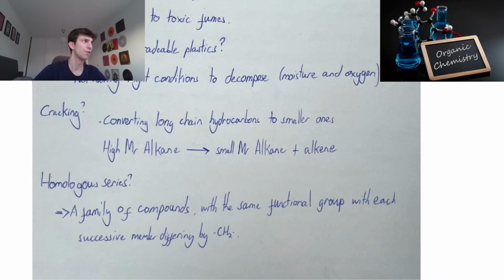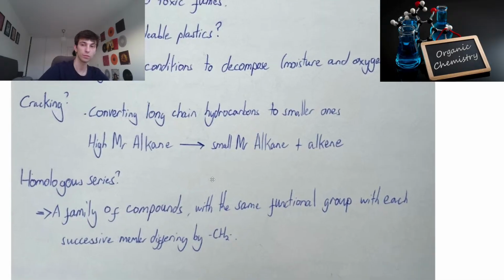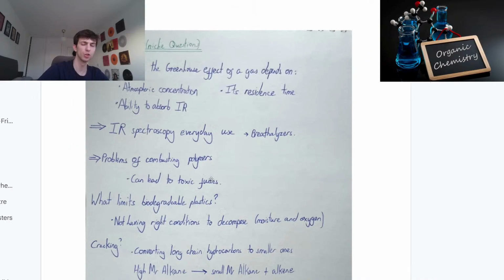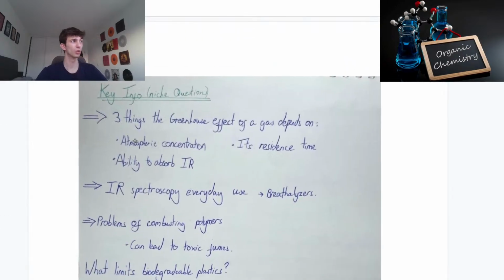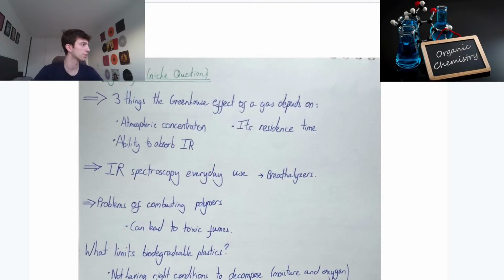Another thing, guys, the key definition they tend to ask you: what is a homologous series? It's a family of compounds with the same functional group, with each successive member differing by CH2. So guys, these are just one, two, three markers. Key bits of information that a lot of people may not have been taught or may not have learned. I think I used certain flashcards for these, and I was able to pick up a few marks.